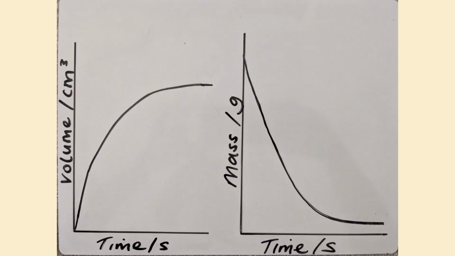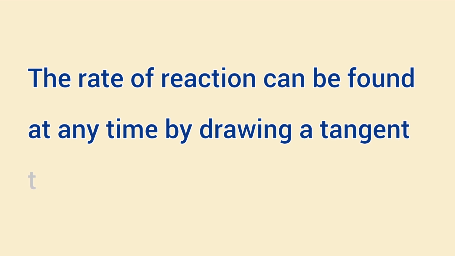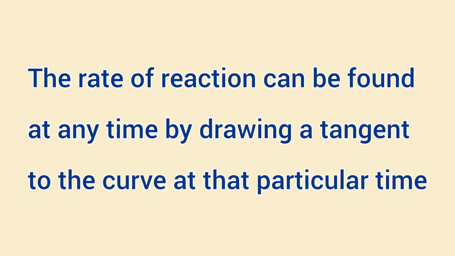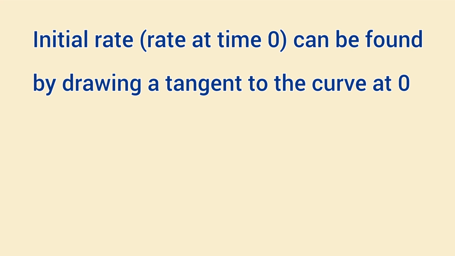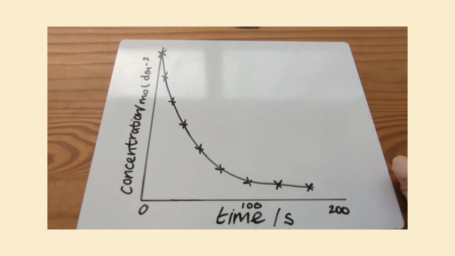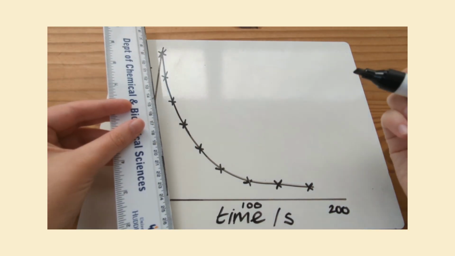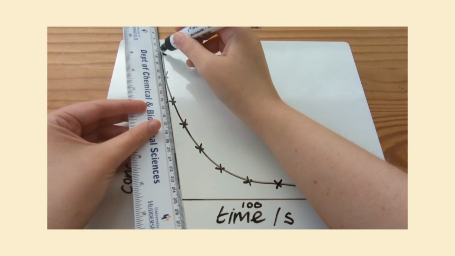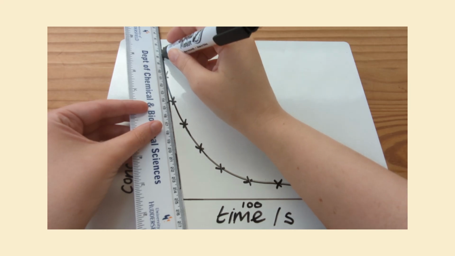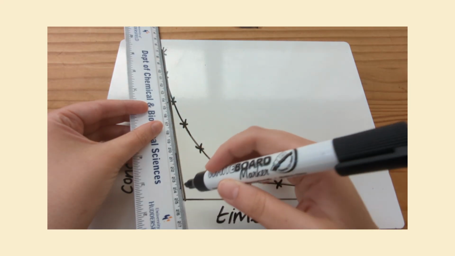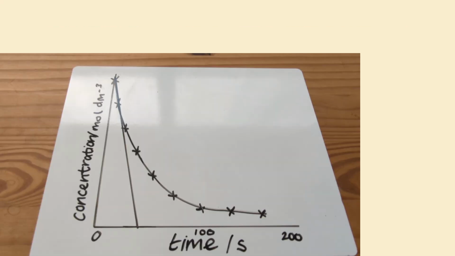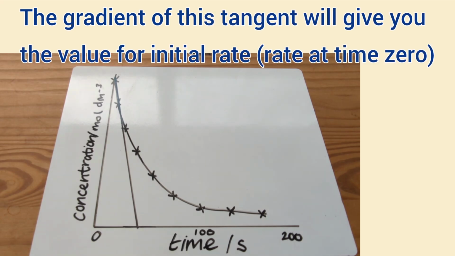The rate of reaction can be found at any time by drawing a tangent to the curve at that particular time. The initial rate, which is the rate at time 0, can be found by drawing a tangent to the curve at 0. One way this can be done is by lining your ruler up with the first 2 points on the curve. Finding the gradient of this tangent will give us the value for initial rate.